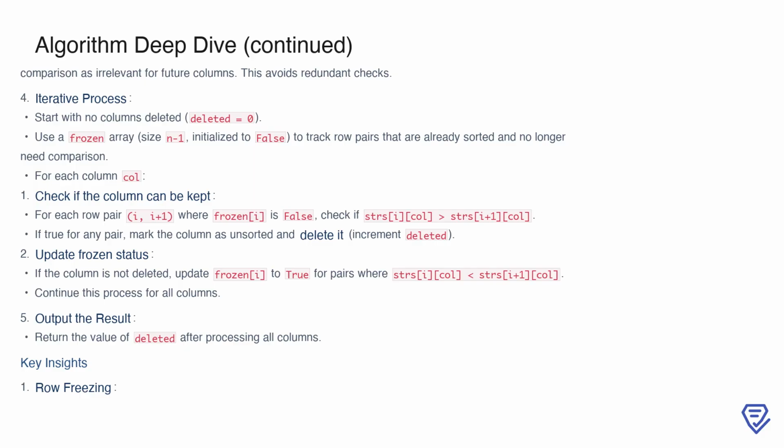rows. For each column, we check whether it can be kept by iterating through all row pairs where the frozen status is still false. If the column disrupts the order for any pair, we delete it and increment the deletion count. If the column is not deleted, we update the frozen status for pairs where the rows are now sorted. This process is repeated for all columns, ensuring that we eliminate only the columns necessary to maintain the sorted order. Finally, we return the count of deleted columns as the result.